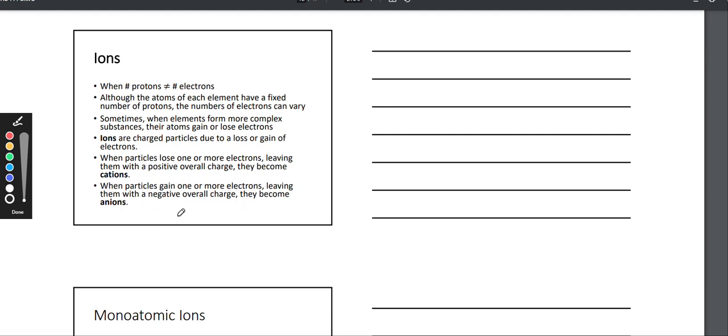Every time it gains an electron, it becomes a negatively charged particle. Every time it loses an electron, it becomes a positively charged particle. Some people get confused because they associate gain with positive and loss with negative, and it's actually the opposite. So keep that in mind. All right, let's move on.